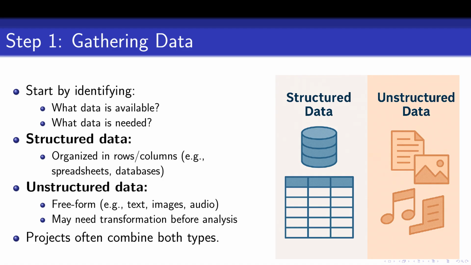The first step in the data science life cycle is gathering data. This phase is all about asking, what data is available and what data do we need to answer the question at hand? Data can come in two forms, structured and unstructured. Structured data is neatly organized, think spreadsheets or SQL databases, where variables are aligned in rows and columns. Unstructured data is more complex. It might include emails, social media posts, images, or audio clips, things that don't fit into a simple table without some pre-processing. Often, data science projects use both types of data.